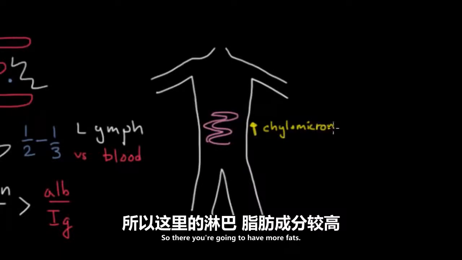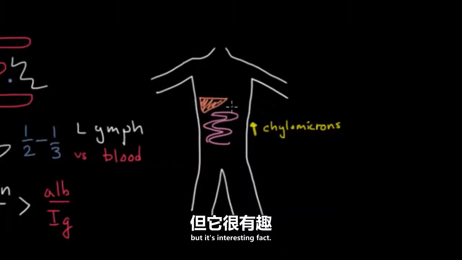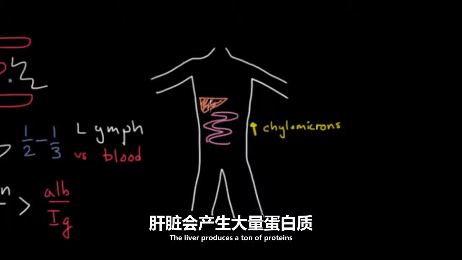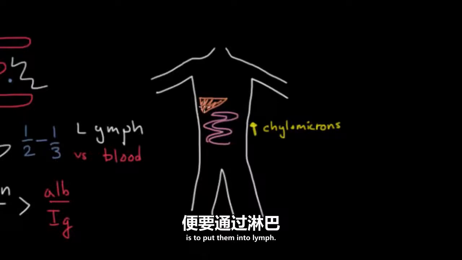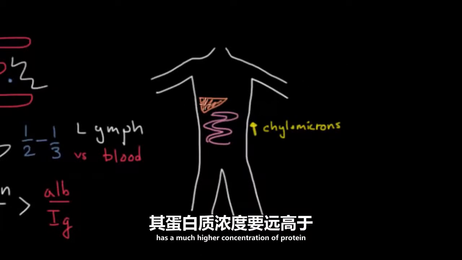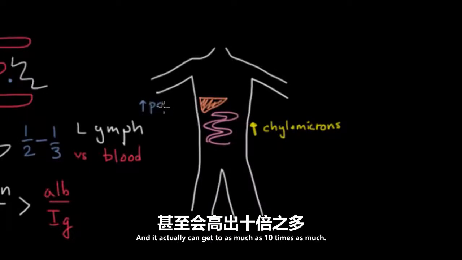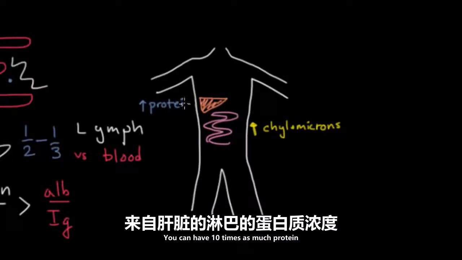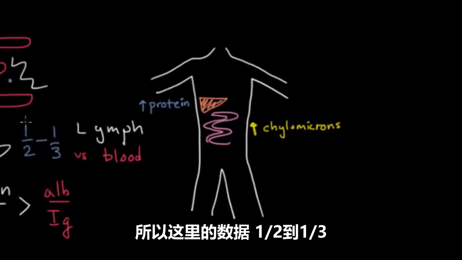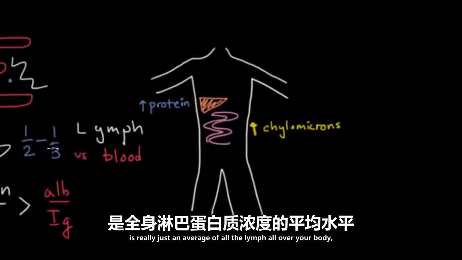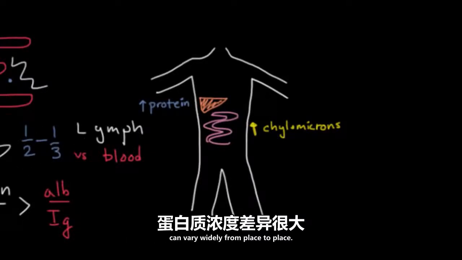So there you're going to have more fats, whereas when you go to the liver, and this is not something necessarily that you know or should know, but it's an interesting fact, the liver produces a ton of proteins that end up going into your blood. One of the ways that they get them into the blood is to put them into lymph. And so your lymph coming from the liver has a much higher concentration of protein than your lymph coming from elsewhere. It can get to as much as 10 times as much. You can have 10 times as much protein in the lymph coming from the liver compared to other places. So this number here that we gave, 1/2 to 1/3, is really just an average of all the lymph all over your body, because the protein content can vary widely from place to place.